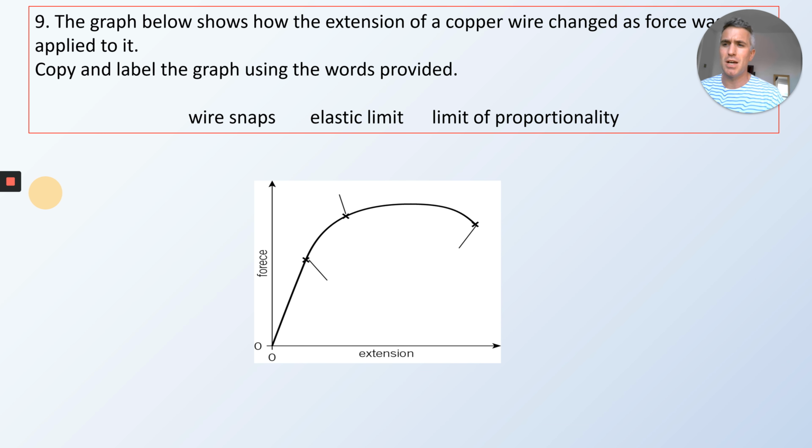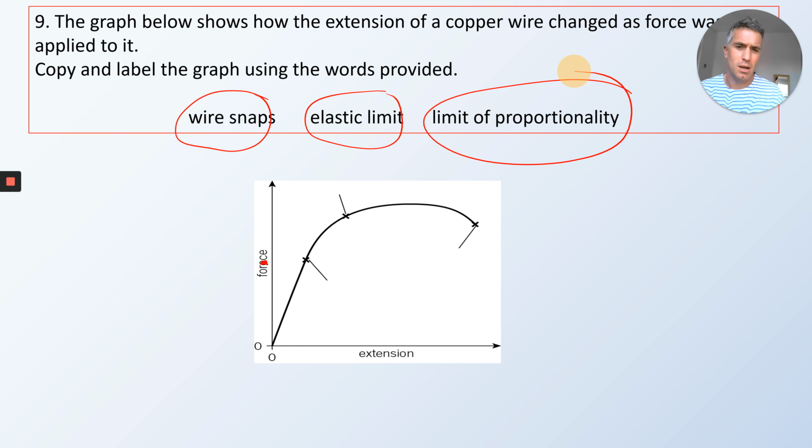The graph below shows how the extension of copper changes as the force was applied to it. Copy the graph and label using the words. Oh, we talked about that just a few seconds ago. They spelled the word force wrong. But copy, these are the words. Somewhere the wire snaps, somewhere there's the elastic limit, and somewhere there is the limit of proportionality. Copy, add those labels. It's number 9, you can do that. Done.